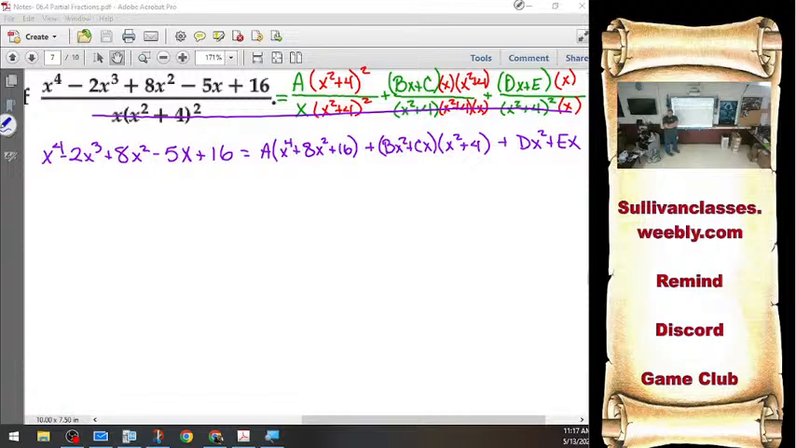Keep distributing. You see why you want a system when you're distributing? You probably want to line up your like terms because this is going to be just one big, long alphabet soup.